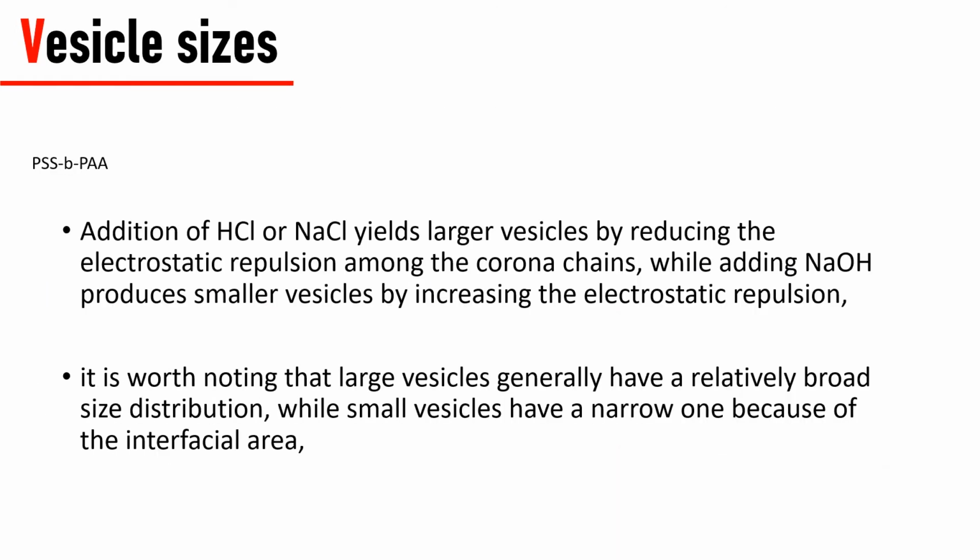As for the increase of the water content, the addition of HCl or NaCl yields larger vesicles by reducing the electrostatic repulsion among the corona chains, while adding NaOH produces smaller vesicles by increasing the electrostatic repulsion. It's worth noting that larger vesicles generally have a relatively broad size distribution, while small vesicles have a narrow one because of the interfacial area.